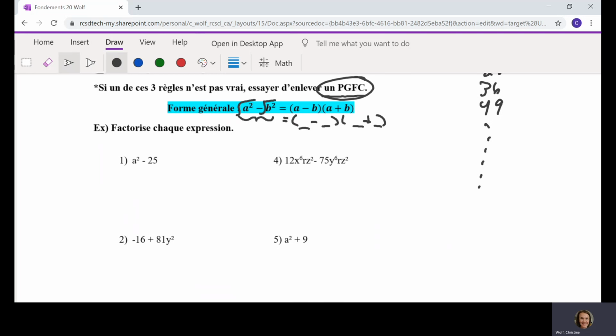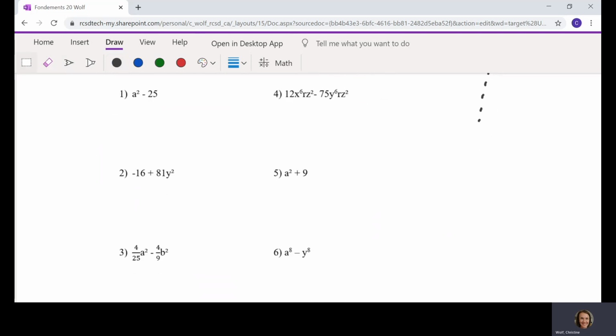So I hope that's sounding familiar. OK, so pour le premier, est-ce que les trois règles sont vraies? Oui, j'ai deux termes, c'est un binôme. Oui, le premier terme est positif, deuxième terme est négatif. Oui, 25 est un carré parfait. Et oui, l'exposant, le 2, est pair. So, on y va, all the rules are true.